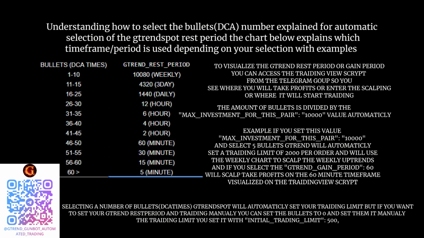Using fewer bullets, it will trade with higher trading limits, only on the uptrends. For example, if it's 5 on the Gtrend rest period, it will use the weekly. So you can visualize on the weekly, if there's a buy right there, it's going to start scalping all the way until the sell signal on the weekly.